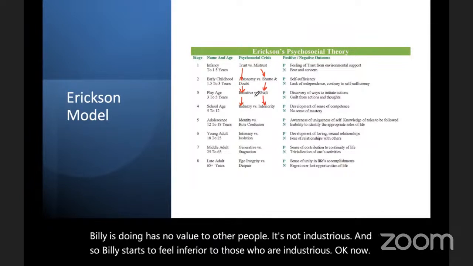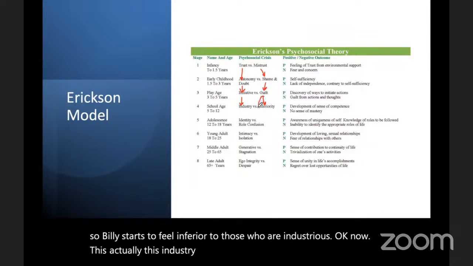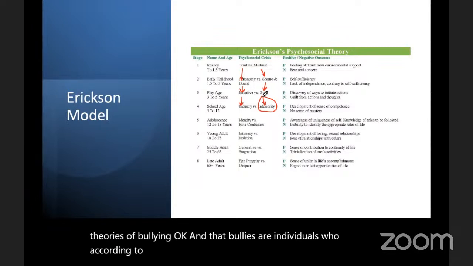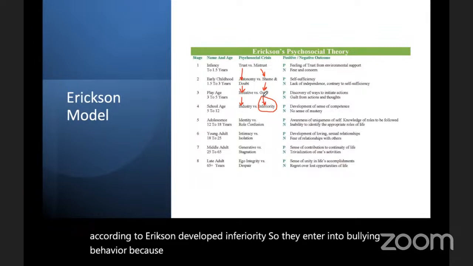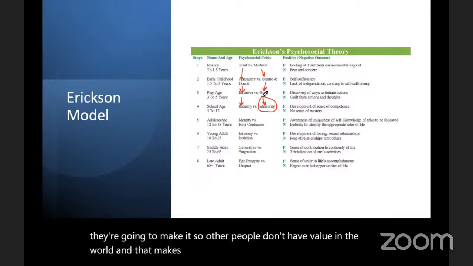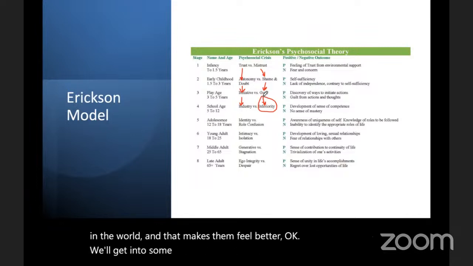Now, this industry versus inferiority actually set up some of the early theories of bullying, in that bullies are individuals who, according to Erikson, developed inferiority. So they enter into bullying behavior because they feel that they have no value in the world. So they're going to make it so other people don't have value in the world, and that makes them feel better. Okay.